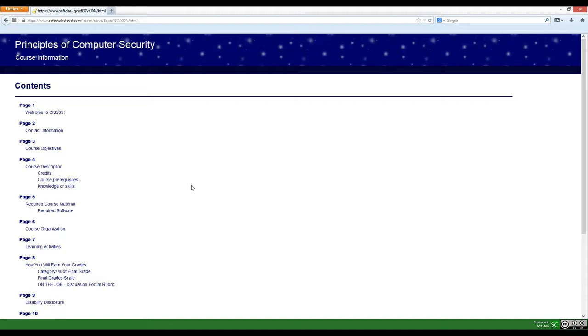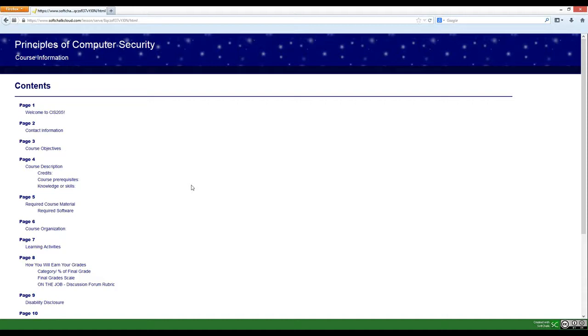But I think that Loretta's example here does a really nice job of using the capabilities of SoftChalk to provide students with the kind of course overview and introduction that the Quality Matters Standards looks for. So that's why we chose to showcase it today as our example of best practices for using both SoftChalk and Quality Matters General Standard 1.